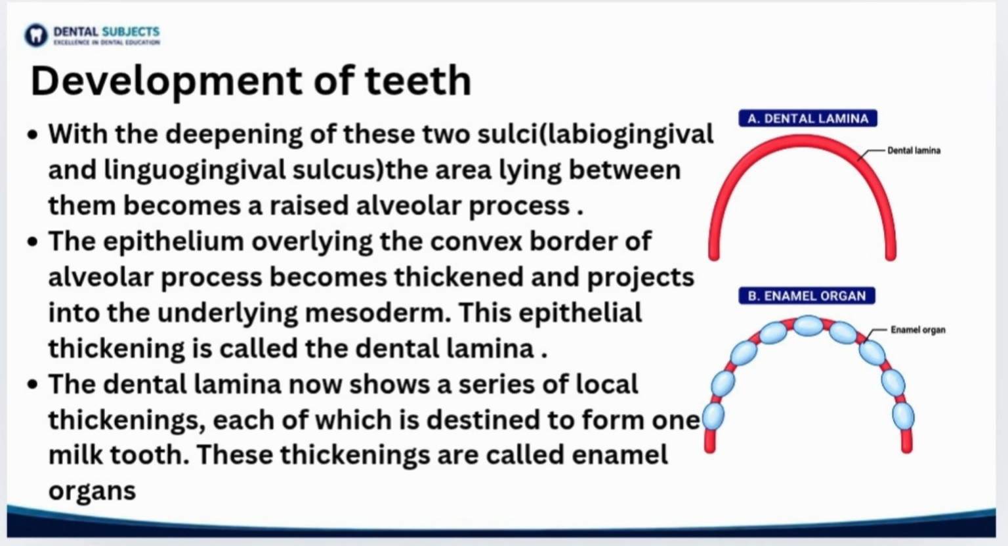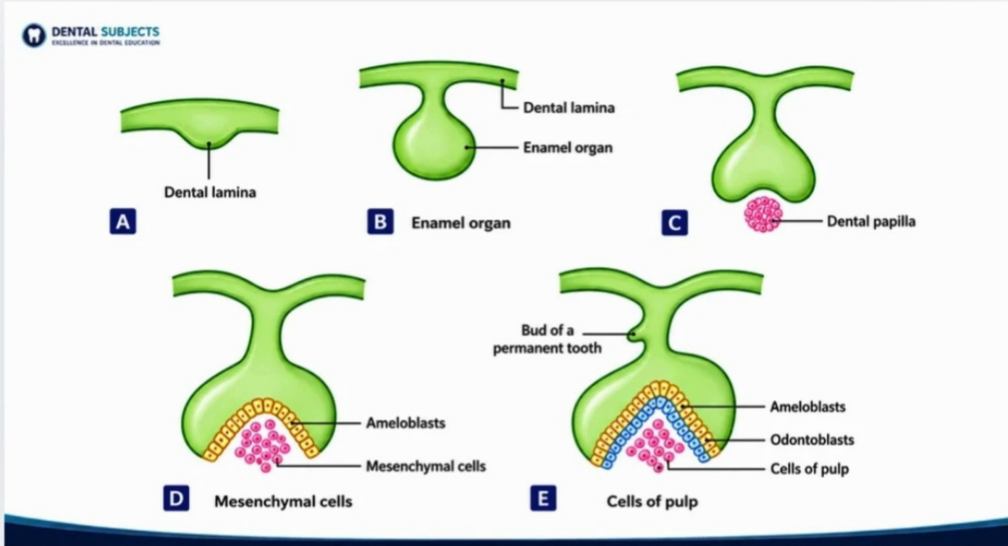When the mesoderm over the alveolar process becomes thickened, it is known as the dental lamina. After the formation of the dental lamina, it shows a series of local thickenings. They are known as the enamel organs. There are 20 enamel organs, as the primary dentition has 20 teeth: 10 in the maxilla and 10 in the mandible. See the diagram, the formation of the enamel organ.